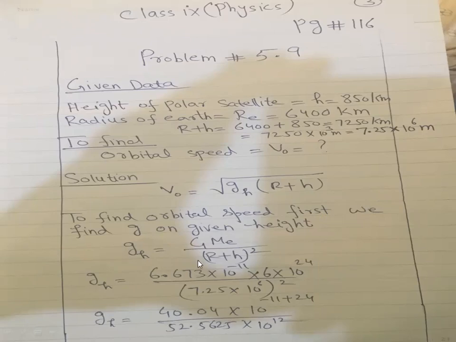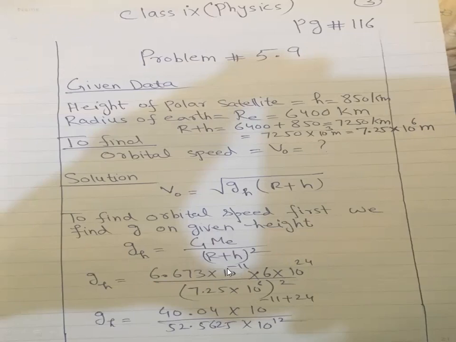Just put the values. Capital G is 6.673 into 10 to the power minus 11. You know this, and mass of Earth is 6 into 10 to the power 24. And R plus h we just found, 7.25 into 10 to the power 6. Just put in the values. Since the bases are the same, powers will be added. 6 multiplied by 6.673, you will get 40.04.